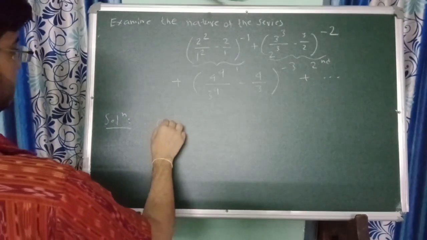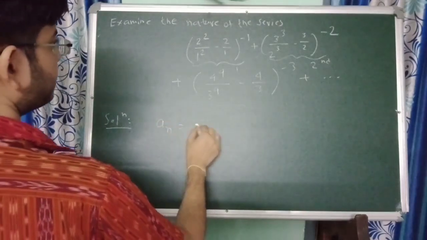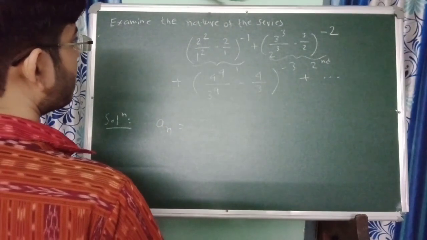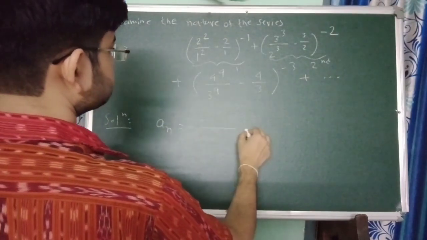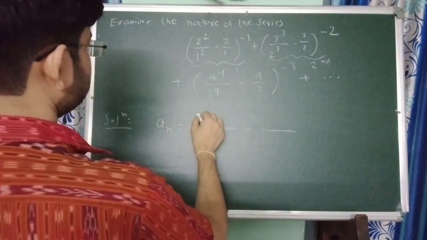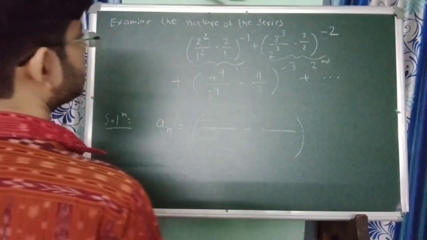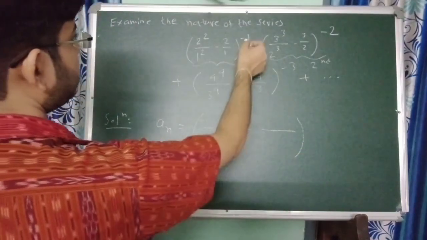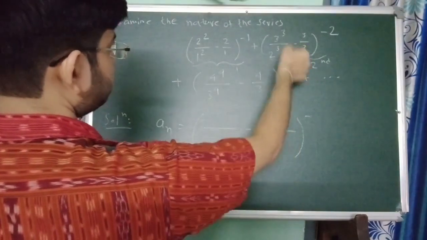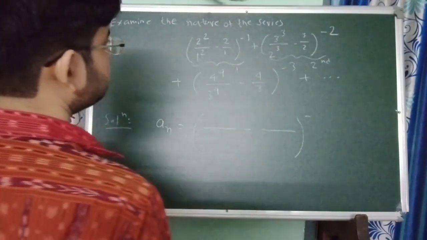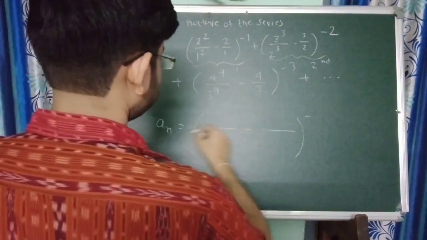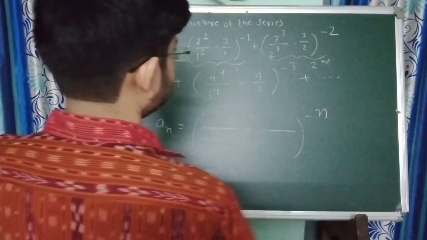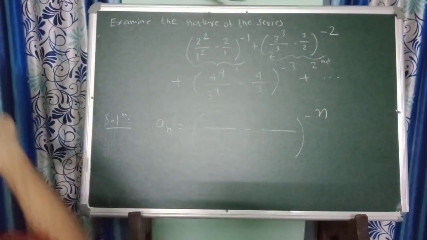So first we recognize the general n-th term. It is clear that the first term has power minus 1, the second term to the power minus 2, the third term to the power minus 3. So in case of the n-th term, the power becomes minus n.